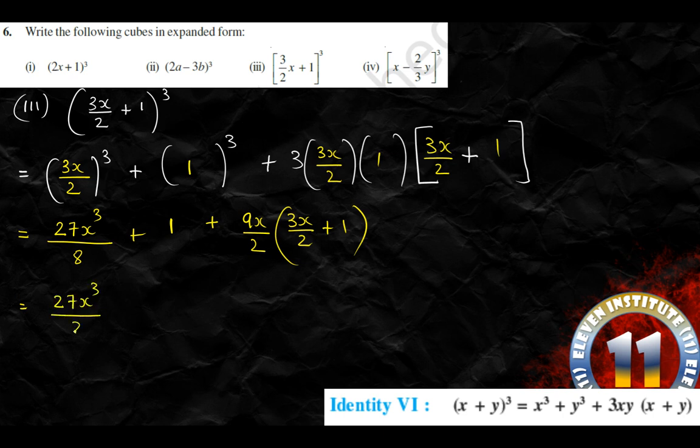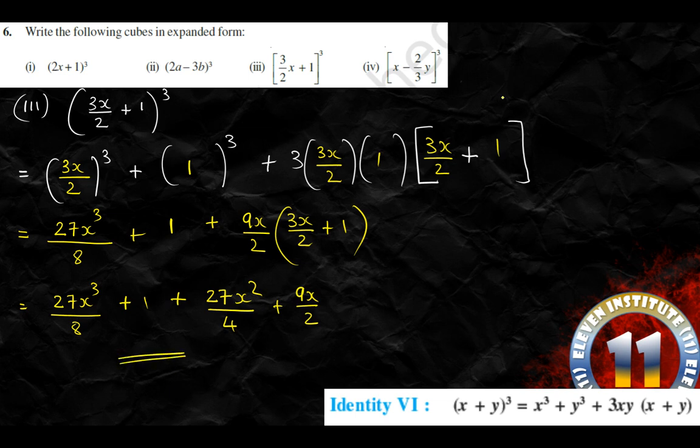27x cube whole divided by 8 plus 1. Multiply these both. So first of all multiply the numerators. 9 3s are 27. X into x is x square. Now multiply the denominators. 2 2s are 4. Here 9x upon 2 will be multiplied by 1. When you multiply by 1 you get the number itself. So we will get 9x upon 2 over here. This is our final answer.